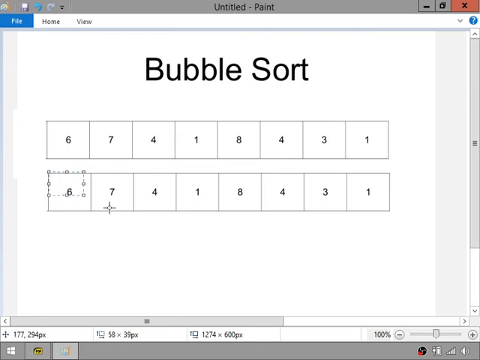So 6 and 7. Are these in order? Yes, they are. So they're fine. They don't need to swap. 7 and 4. What about these? These need to be swapped. Yes, they do. So I'm going to take 7 out there and swap them over. There we have it. What about 7 and 1? Do these need swapping? Yes, they do.